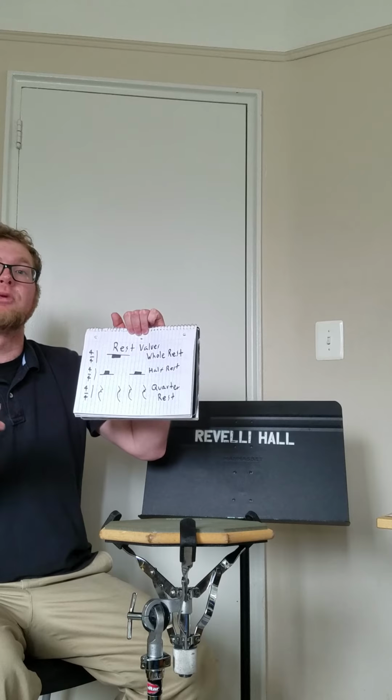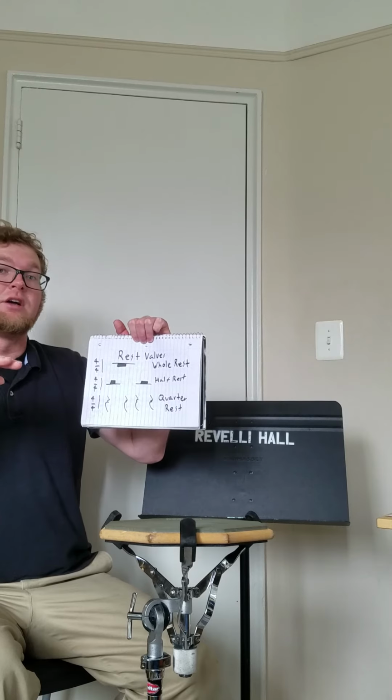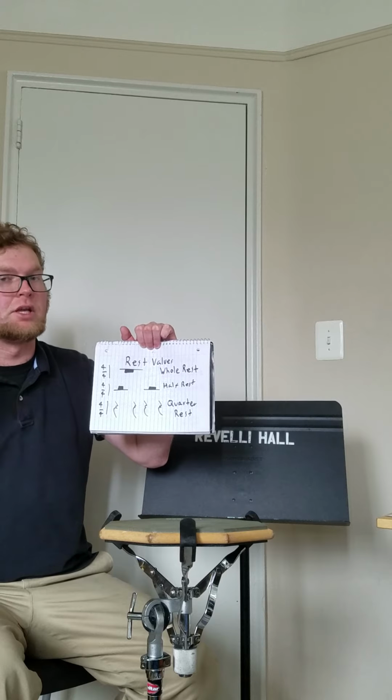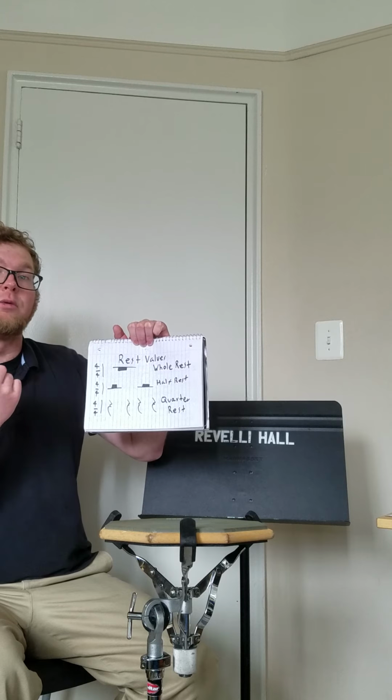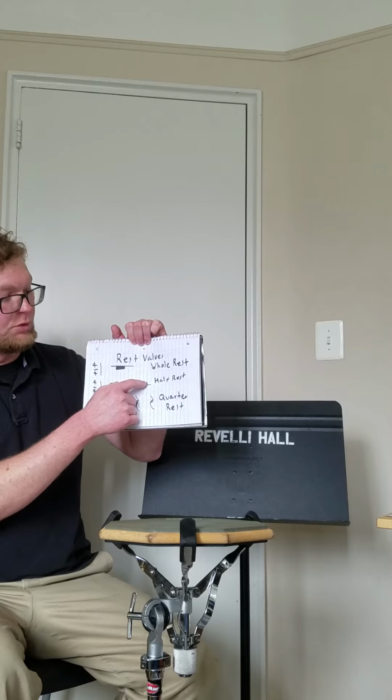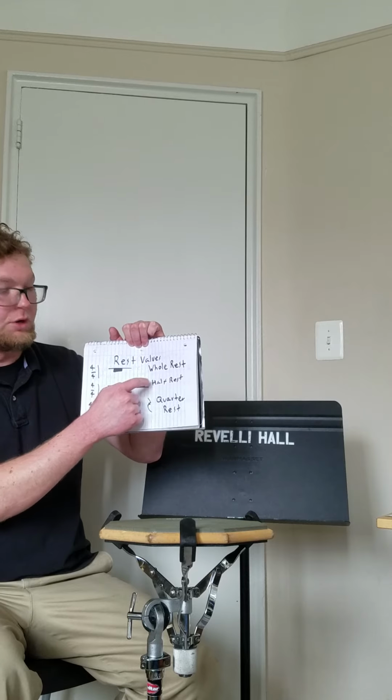A half rest will be sitting on the line, like a stalagmite, which might reach the ceiling, but it won't. Each one will be 2 beats. So if you have two in the measure, it will be 1, 2, 3, 4.